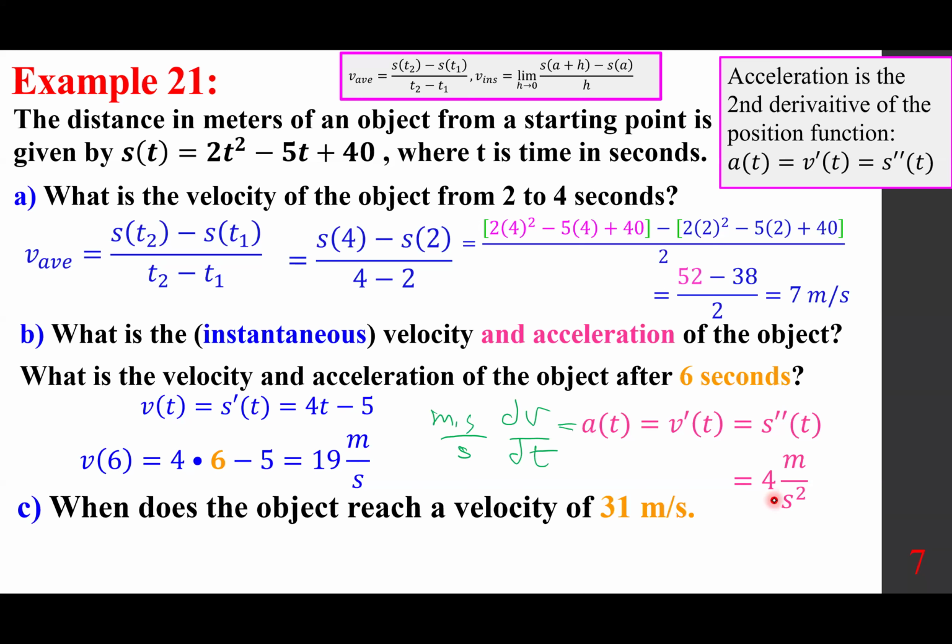When does the object reach the velocity of 31? So set the velocity 4t minus 5 equals 31. Minus 5 goes to the other side and becomes positive. 36 divided by 4 is 9 seconds.